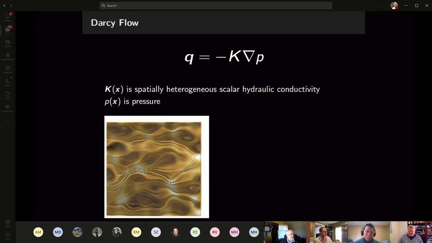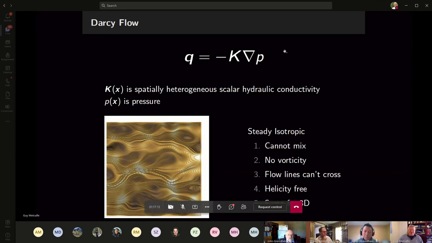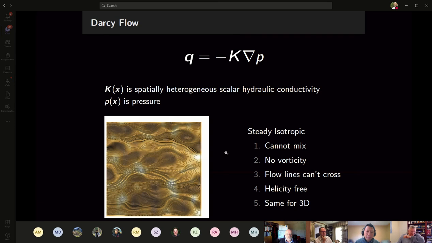And there's a few things to know about these special potential flows, in that most of the time people think that they're dull. So this is just a box of porous media with a fluid flowing across it. There's a higher pressure here. There's a lower pressure here. A bunch of points are started off here and they flow through. But for these isotropic steady flows, you can show exactly that they cannot mix. There's no vorticity. These flow lines can't cross. They're helicity free. And maybe strangely, it's exactly the same for 3D.